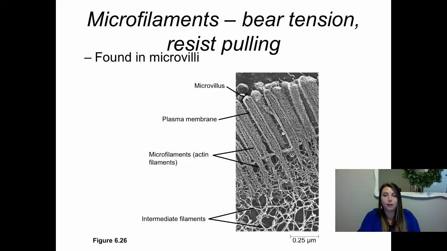So microfilaments help with bearing tension, and they resist pulling. These are often found in microvilli. And a common place you'll find microvilli is in the lining of your intestines. There are these finger-like projections, and this is probably some kind of molecule that's going to be taken in for digestion.